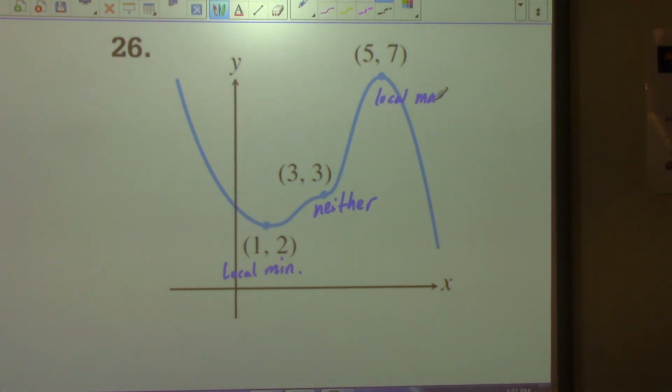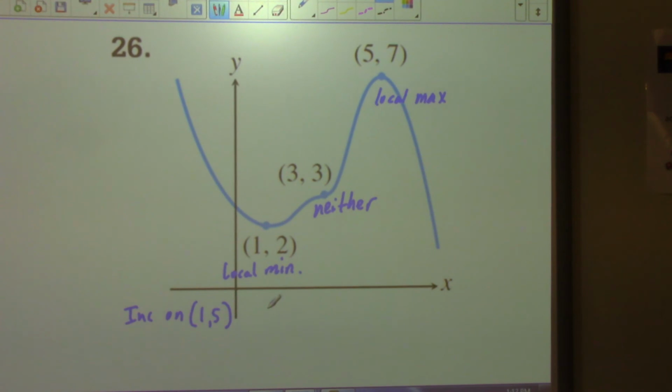Local or relative maximum. Okay, so now what are the intervals? Where are we increasing? 1, 5. Now, sometimes you'll see things broken up, like somebody might say, well, looks like we're flattening out at 3, so they might say 1 to 3 and then 3 to 5. But if you look at it, even if the thing flattens out perfectly, the function is still increasing over that entire interval. Okay, so that's the way I would write it.